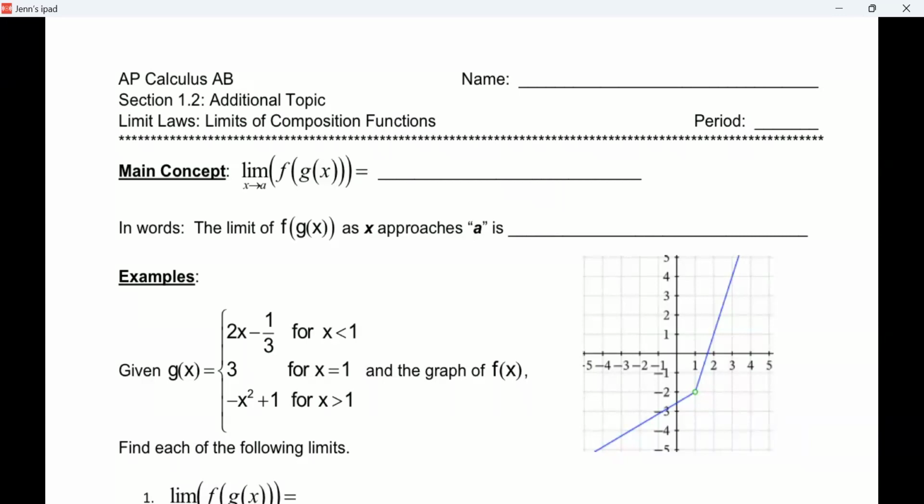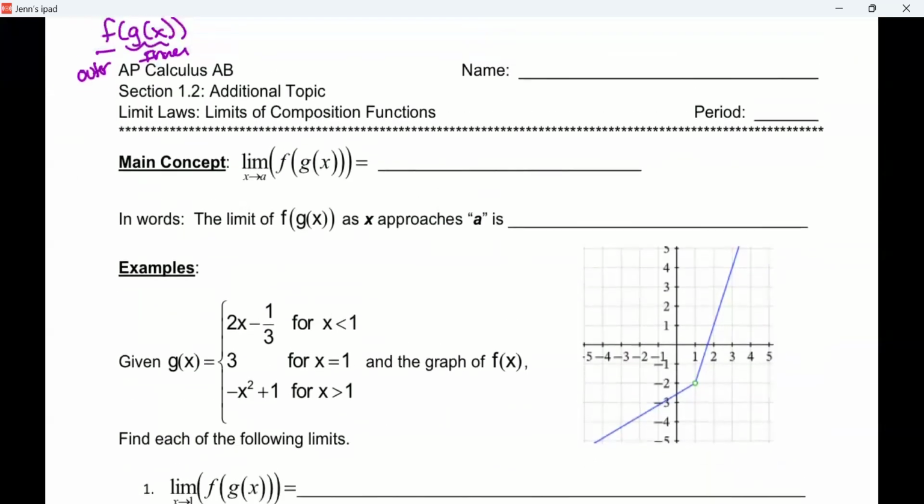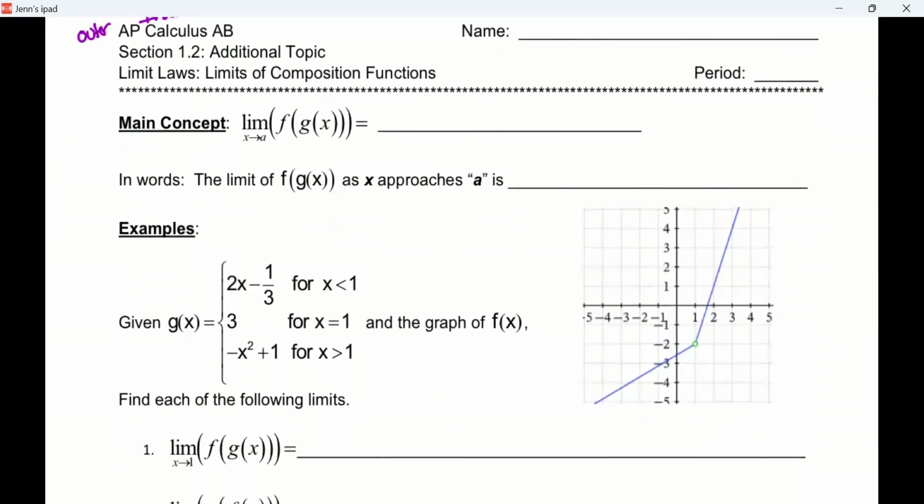So now we're going to talk about a property of limits when you're dealing with composition. Remember, when we talk about composition of functions, just a quick review, back in Algebra 2 or Pre-Calc, a composition of functions, when you have f of g of x, you have your inner function and then you have an outer function. So when you try to find the limit of a composition of functions, the main concept here is that we always start with the inner function.